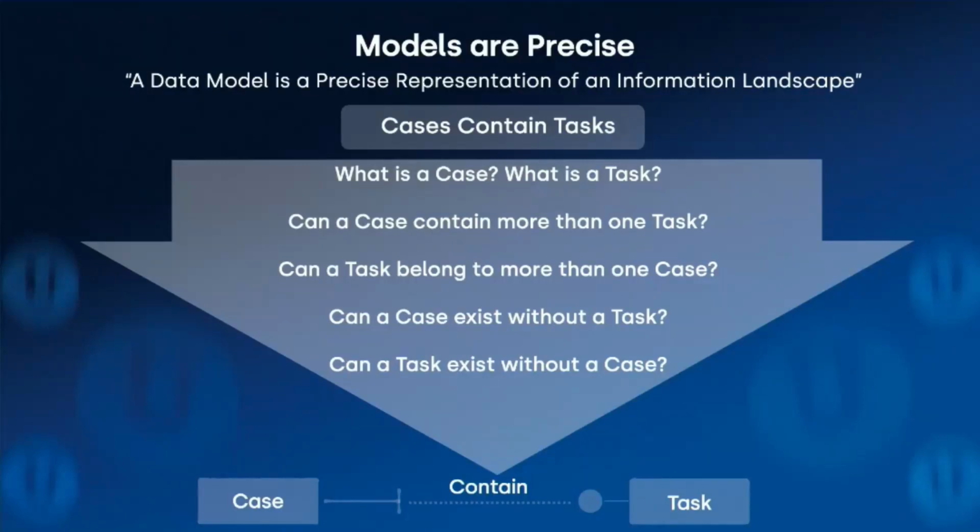In order to make a sentence like cases contain tasks precise requires asking a whole bunch of questions. Well, what is a case anyway? And what is a task? And can a case contain more than one task? Can a task belong to more than one case? Can you even have a case without a task? Can you even have a task without a case? And there's a whole bunch of other questions we ask in data modeling. And after going through this painful journey of asking the questions and getting the answers, we create our data model, this very precise tool. And there's only one way to read a data model, which gives it incredible power.